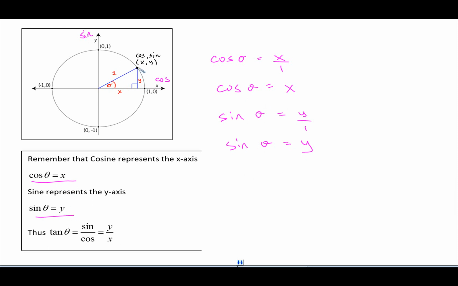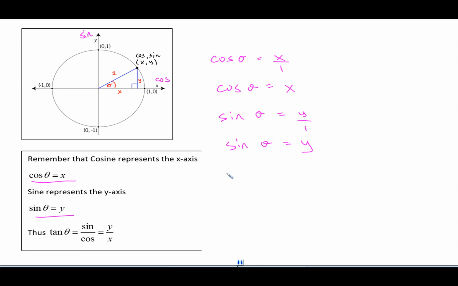So the coordinates of this point right here on the unit circle: the x value is the cosine, and the y value is the sine. To get to this point on the unit circle, you move to the right whatever x is, and then up whatever y is. It's kind of like just moving on a Cartesian plane.